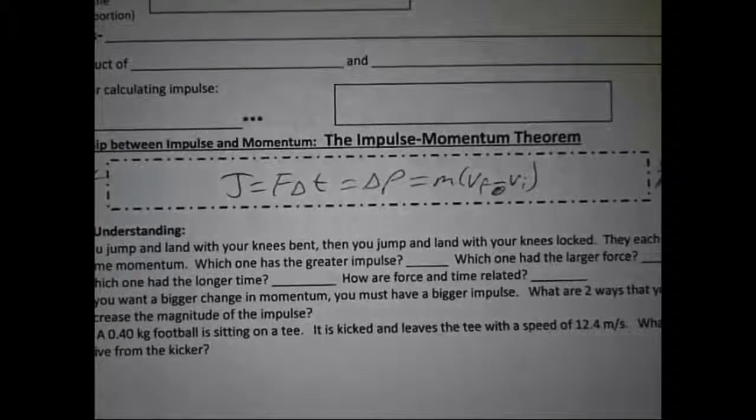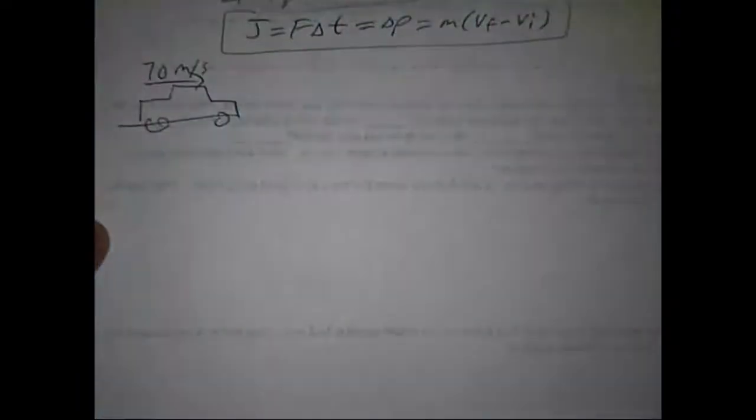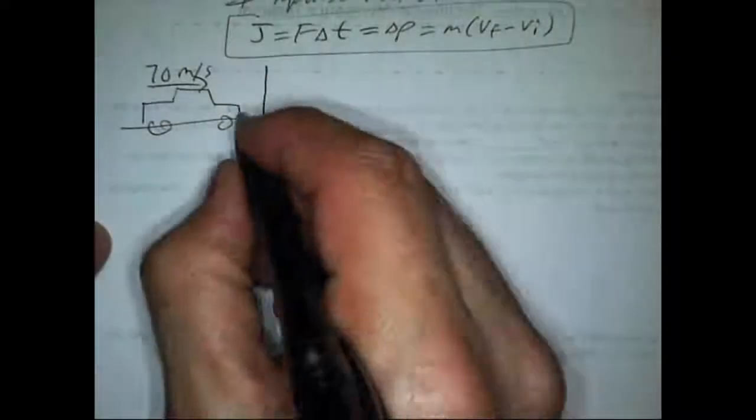Alright, so that's the impulse momentum theorem, but before we get into exactly how to use that, I want to go back a little bit to the example of the car that we're talking about. So here's your car, and it's moving at 70, let's make it meters per second this time, and in this instance it's going to slam into the brick wall. Not fun, right?